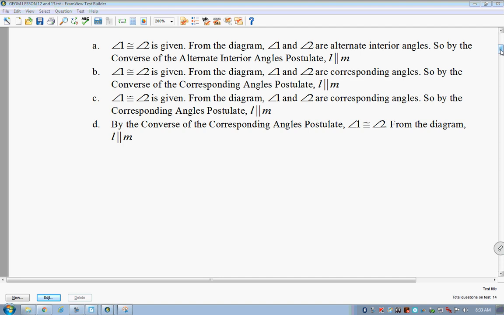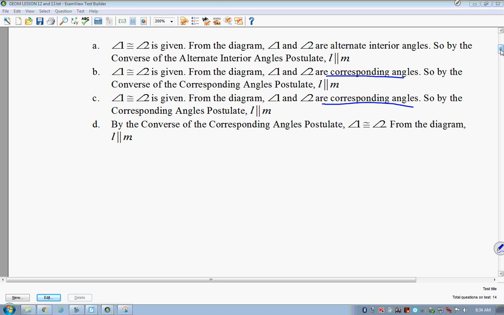B. Okay. Yeah, B. B says that they're corresponding angles, right? What's the difference between B and C, though? They both say corresponding angles. Can they both be correct? The postulate that you just read was exactly right.